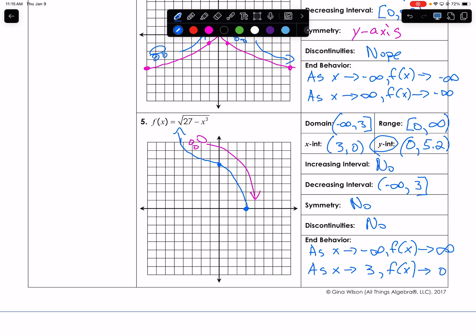Notice how we rounded right here, because that was 5.19 something or other. If they say I need an exact answer, you need to know how to get an exact answer. So if we want the y-intercept, what do I plug in for x? 0. So I'm going to show that work over here. If we do f of 0, all we do is plug in 0 for x. So we get the square root of 27 minus 0 cubed, which is the square root of 27. I said cube root by accident.